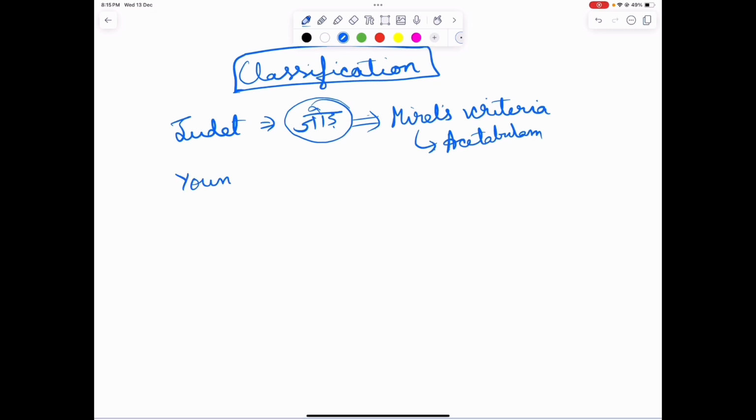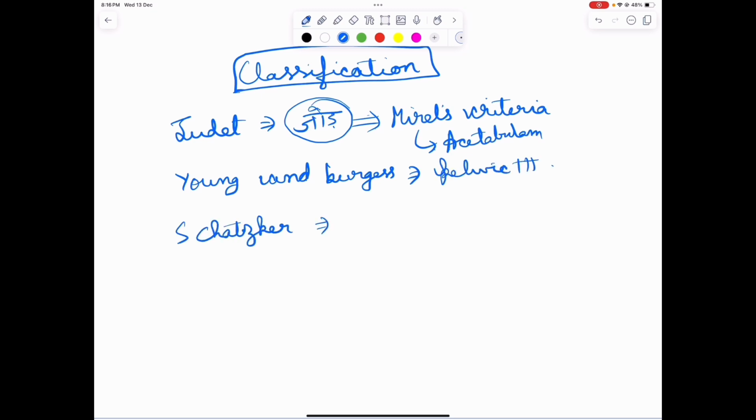Now Young and Burgess. Often, for the birth of a baby, a young girl above the legal age, that is above 21 years, and around 24 years but below 30 years, is desired for carrying a baby. So Young and Burgess is related to pelvic fracture. Now Schatzker is associated with tibia fracture.